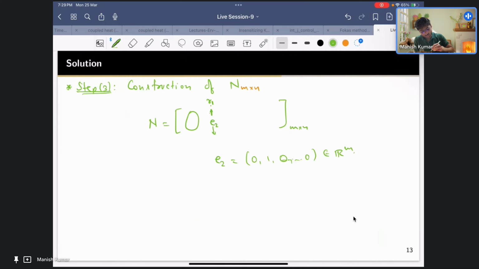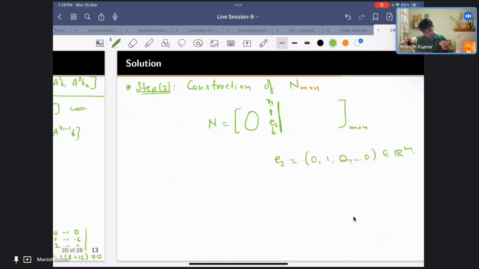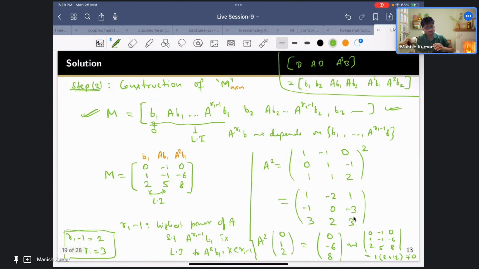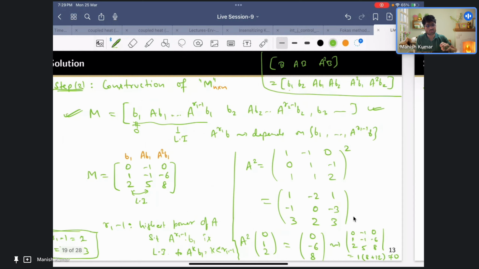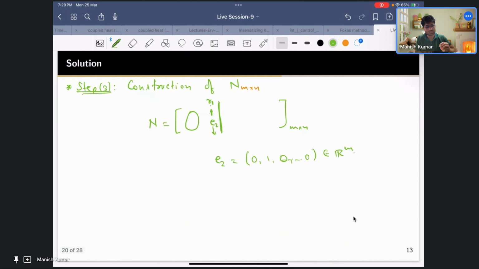Then at R2, again you put E3, and then you proceed in the same fashion. In this case we just have to stop at R1. Because you see this R1 over here I got 3, so I don't have to go beyond that. But in general there is a process you can go on in this fashion.